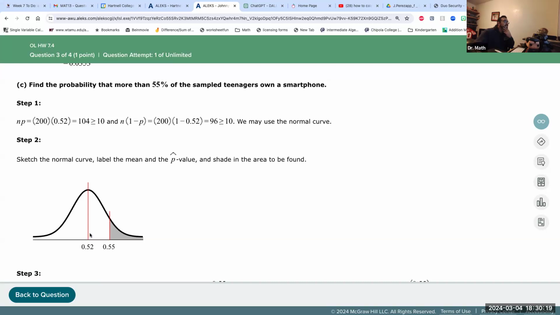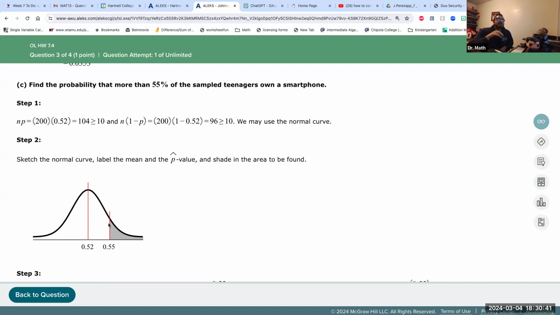And what I want to see is what's the probability, what's the area to the right of 0.55? Because it says find the probability that more than 55%. So more than 55%, that's greater than. So we shade everything to the right here. All right. So there you have it. So this is what we're trying to see.